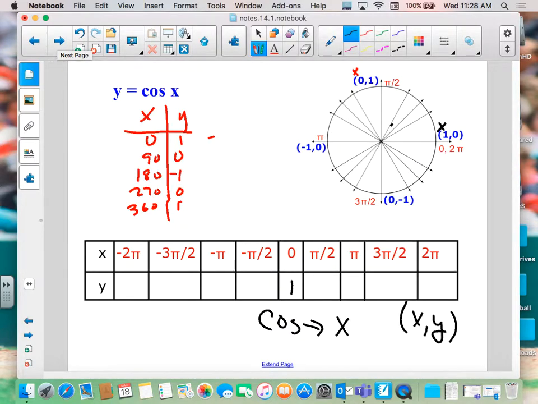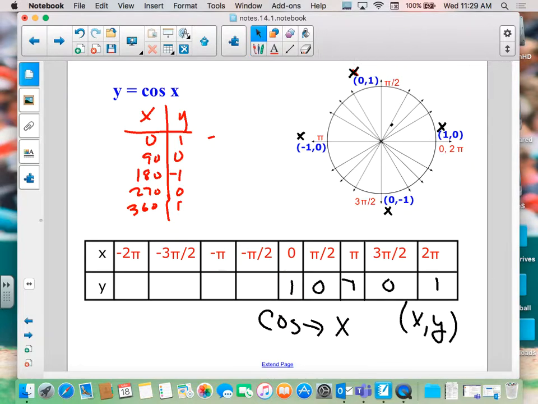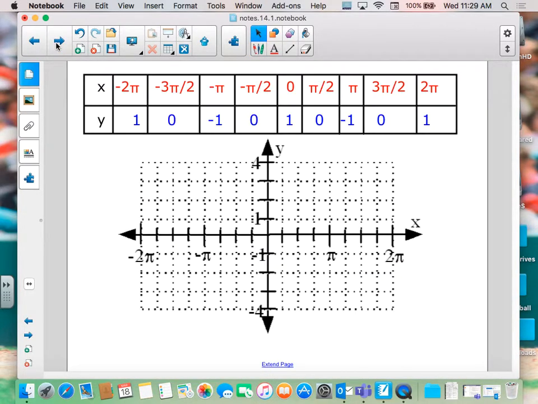Pi over 2 is the same as 90 degrees. I've got an x up there, 0. You come over here to pi, x is negative 1. You come down here to 3 pi over 2, x is 0. Come back all the way around to 2 pi, and you're back to 1. We could go around and see it on the other side as well, and you're going to see the repeating pattern. But here's the table filled out. And you can see it's a bunch of zeros and ones and negative ones.